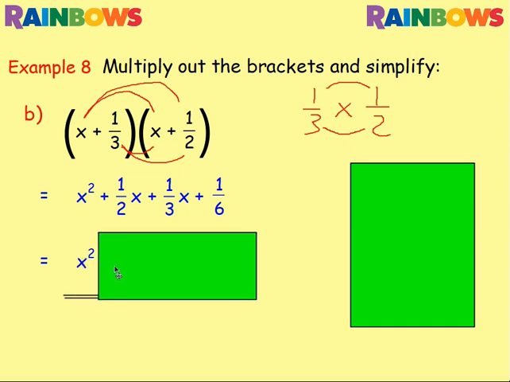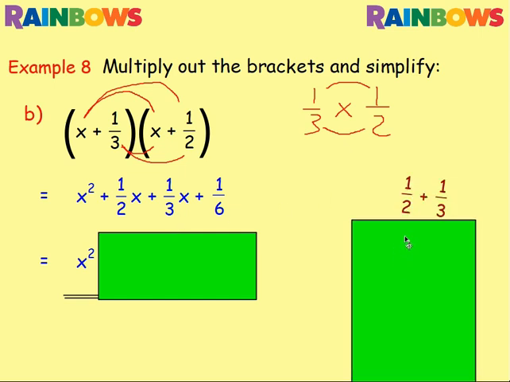So with the x squared, you've only got that x squared. There's no other x squared. X's, you've got half of x, add a third of x. So to work out how many x's you've got, you'd work out half, add a third. And to do that, you probably just go to the side and work out what half add a third is.